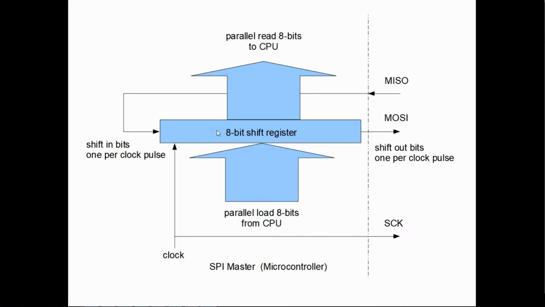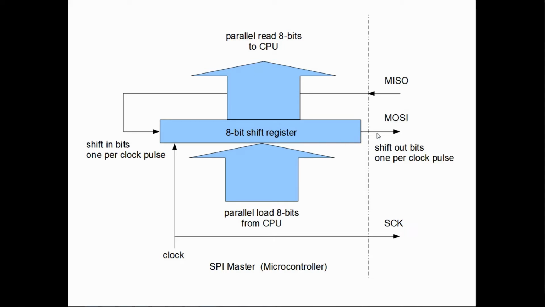Now, the shift register, from the perspective of the master, can be loaded from the CPU, in this case the microcontroller. You can load 8 bits at once in parallel, and then every clock pulse shifts out 1 bit. Inside the slave, you've got the same thing going on. The data is coming in, but it's also shifting data back out. And so the master device is receiving data coming back from the slave in the same manner. So it's kind of a loop.